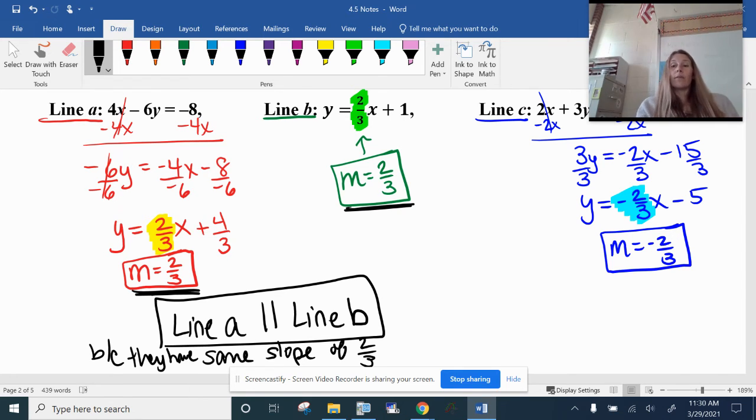Now, even though line C is 2/3, it's a -2/3, so it's definitely not parallel to either A or B, but it's also not perpendicular because it's not flipped. It's still written with the 2 on the top and the 3 on the bottom. Now, if it was -3/2, then it would be perpendicular to the others. So right now, it doesn't have any special relationship with either line A or line B.